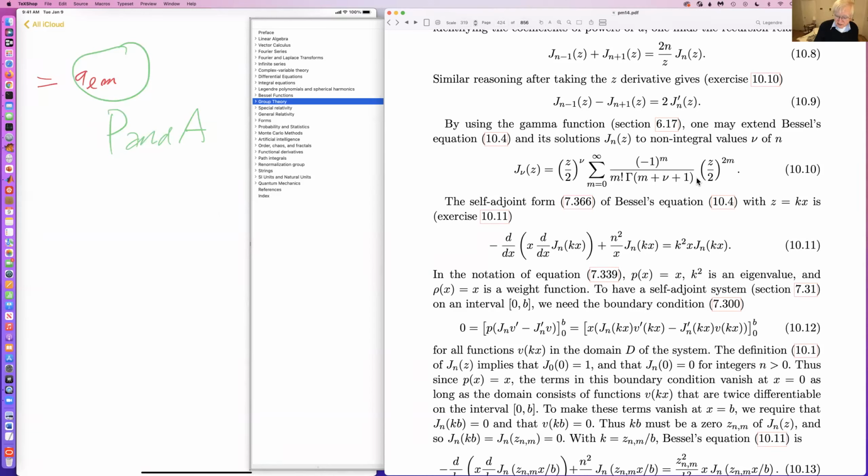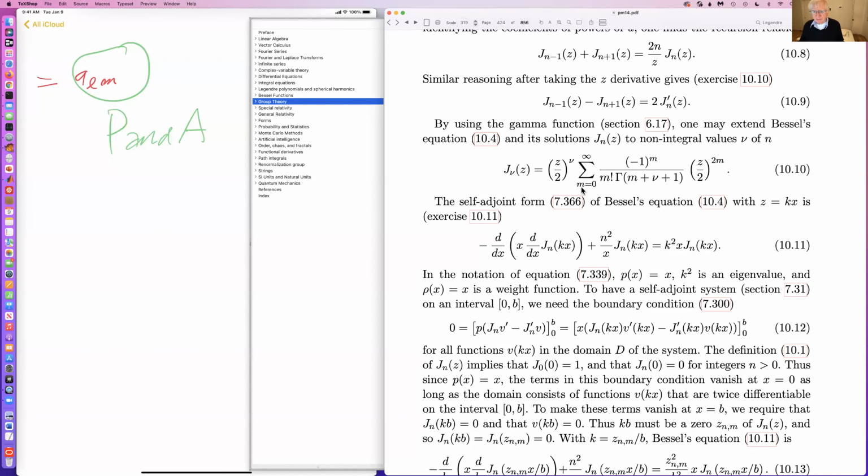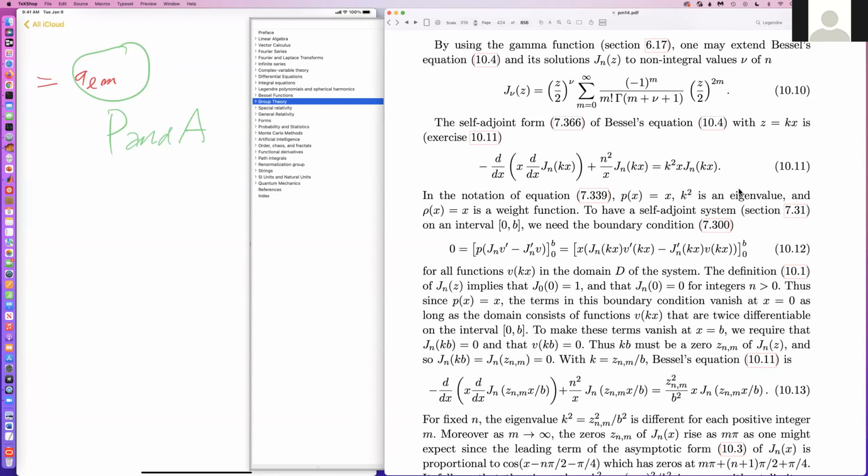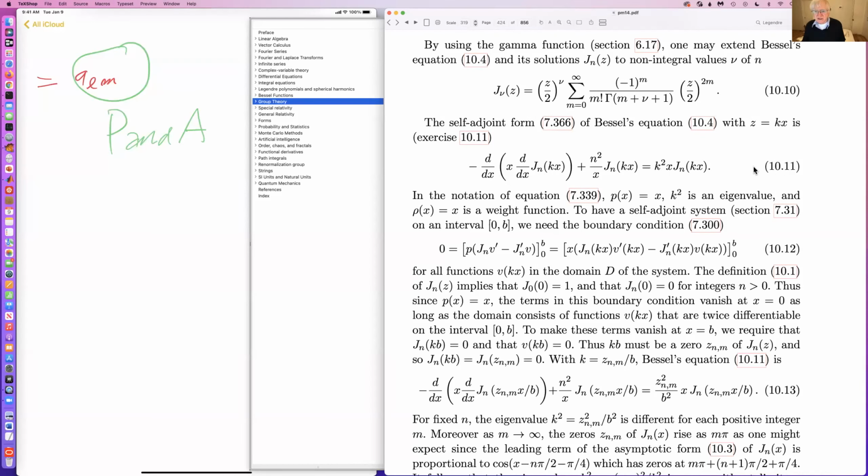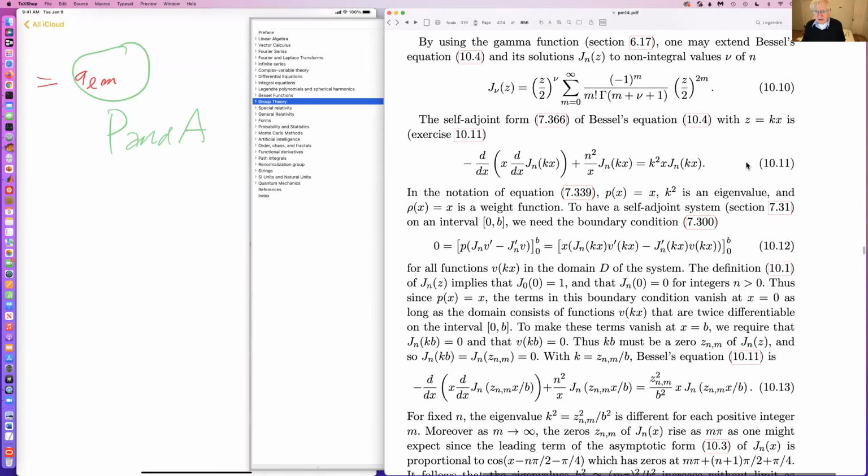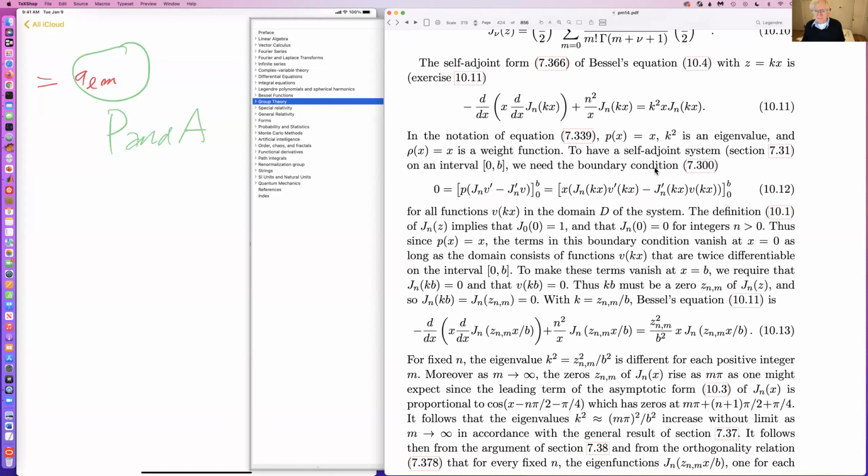So maybe I should say, this is the series for general nu. Now the self-adjoint form of Bessel's function, if we set z equal to kx, is this. And now you see the k squared has popped out. And in this notation, p of x is x, k squared is an eigenvalue, and x is a weight function.